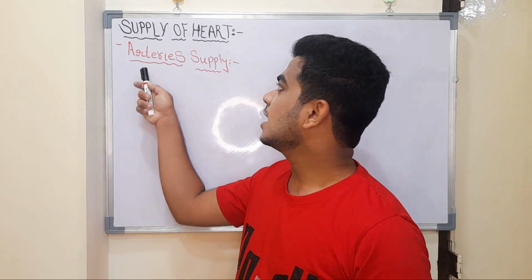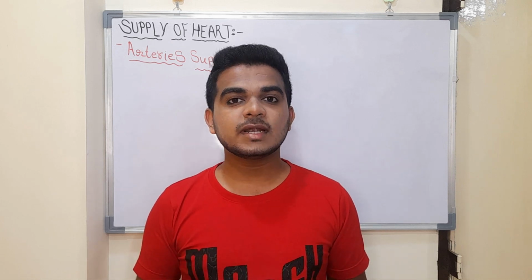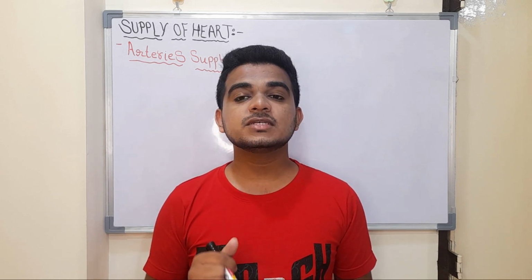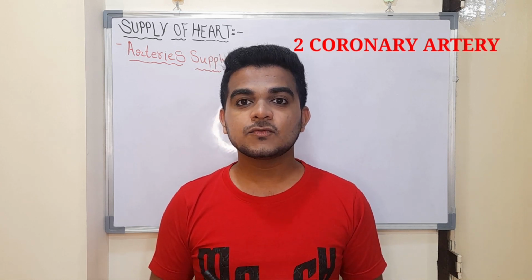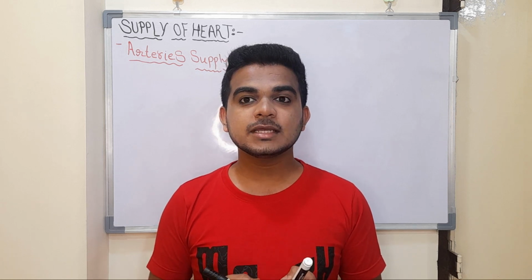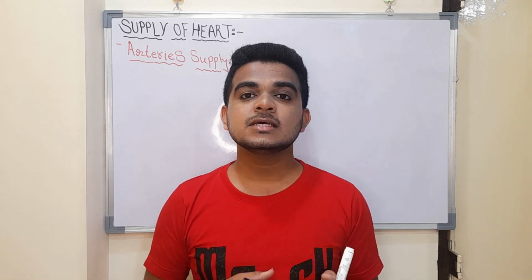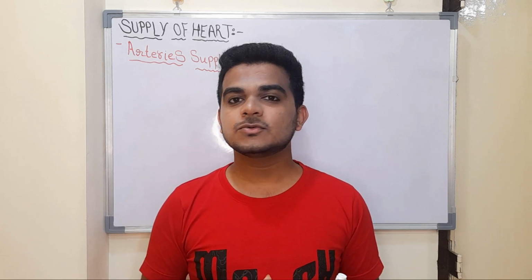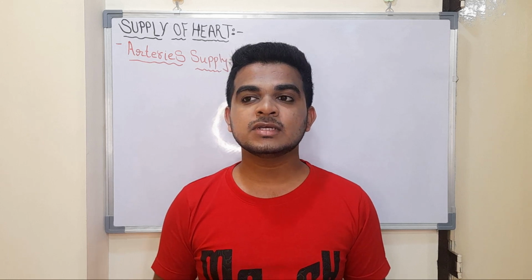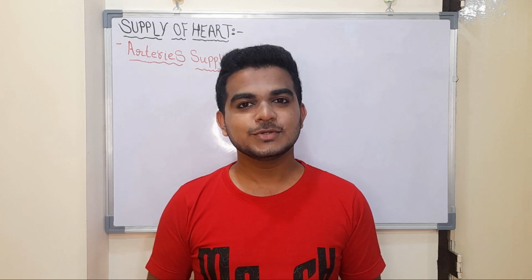So the first point is the arterial supply. Arterial supply means oxygenated blood. The heart itself requires oxygenated blood. This arterial blood is supplied by two coronary arteries. The coronary arteries arise from the ascending aorta, from the aortic sinus. Two coronary arteries arise from the aortic sinus, which supply oxygenated blood to the heart. They are known as the right coronary artery and the left coronary artery. First, we are dealing with the right coronary artery.